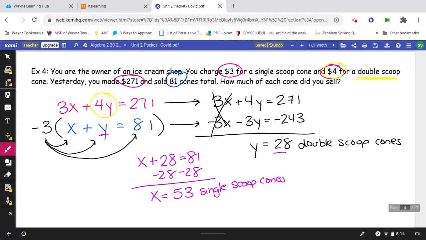All right, so we've answered that question. How much of each cone did you sell? You sold 53 single scoop and 28 double scoop.